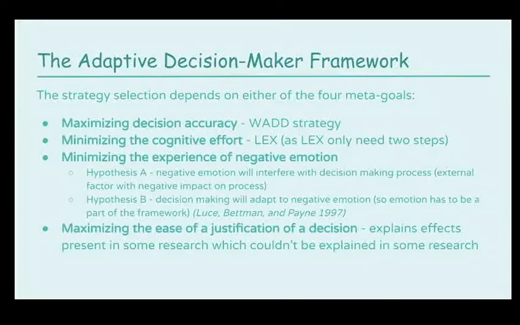So the last reason why you might make any of these decisions is because you want to maximize the ease of justification of a decision. People want to have a reason behind why they made a decision, and this explains effects present in some of the research that scientists have made in the past that couldn't be explained by some theories.